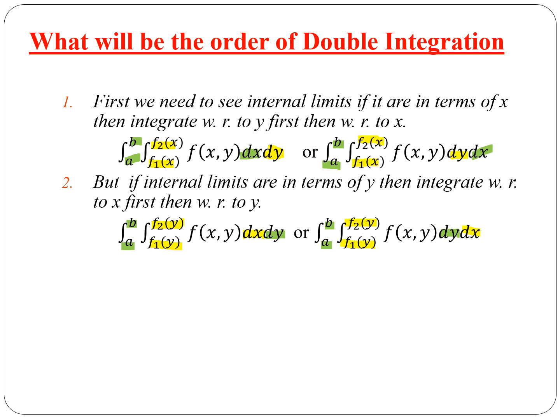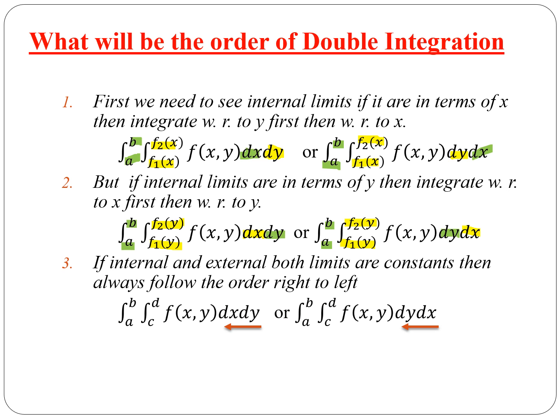So we have to check from both, what we understood, that we have to check the internal limit. If the internal limit is in terms of x, first we integrate with respect to y. But if the internal limits are in terms of y, first we integrate with respect to x. Now take the third example, where both internal and external limits are constant. It is a very tedious job to find out for which variable we have to integrate first.